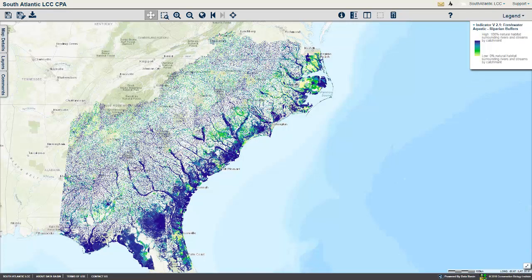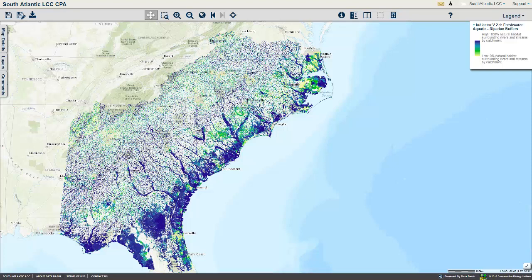Now we're moving on to cross-ecosystem indicators. These apply to many different ecosystems and will appear over and over again in determining ecosystem integrity. The freshwater aquatic indicators measure the integrity of rivers and streams. This is riparian buffers, an index of natural habitat surrounding rivers and streams.